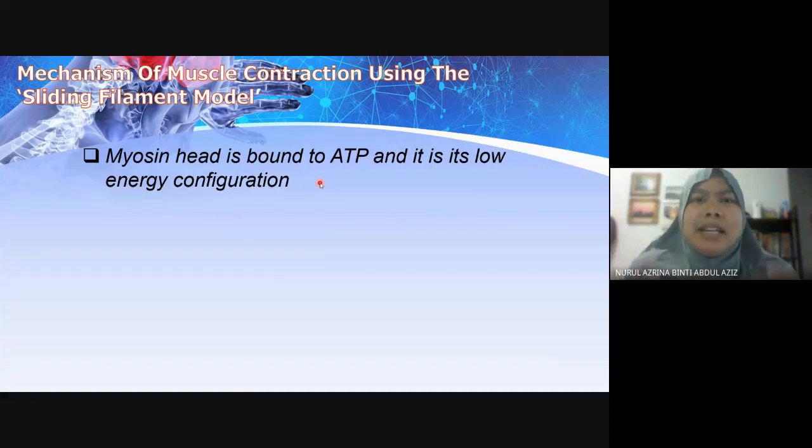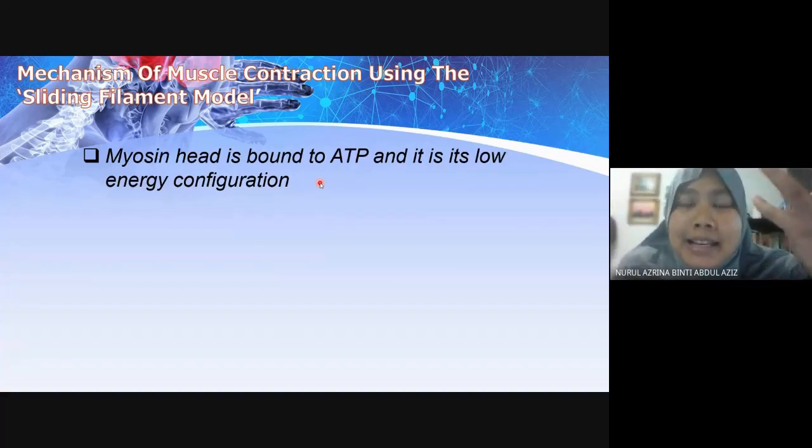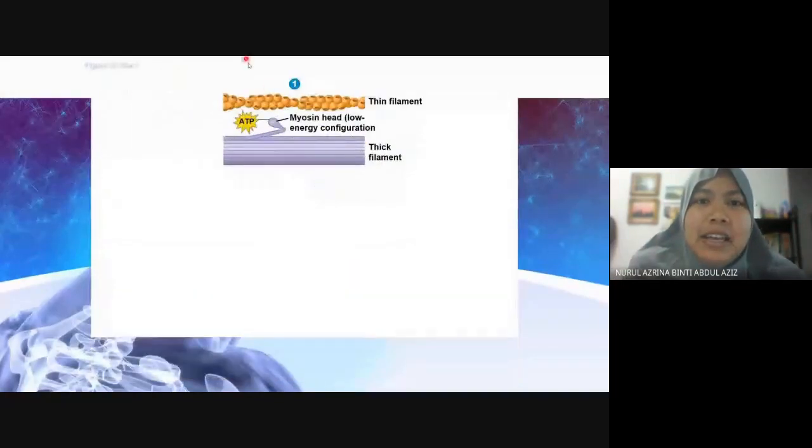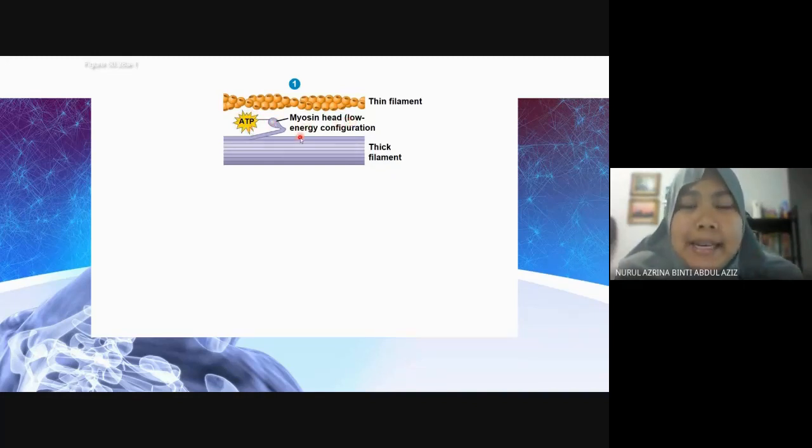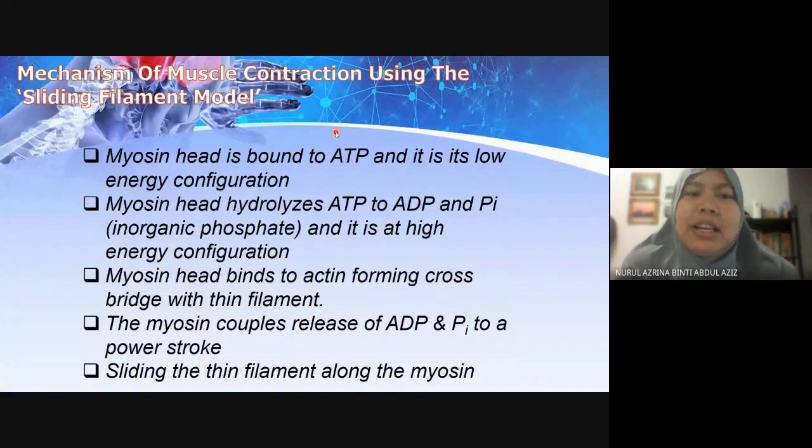Nak bayangkan macam mana nak fahamkan, madam fikir macam ni. Bayangkan atas kepala myosin tu ada ATP. ATP tu berat, sebab dia ada 3-phosphate. So bila berat, kepala dia akan turun ke bawah. So low energy configuration. Yang bulat-bulat ni thin filament, yang ni is our thick filament. Myosin head, the cylindrical tail. So when the myosin head is bound to ATP, it is at its low energy configuration. Dia macam tunduk macam gitulah.